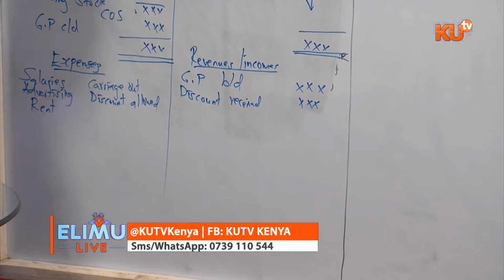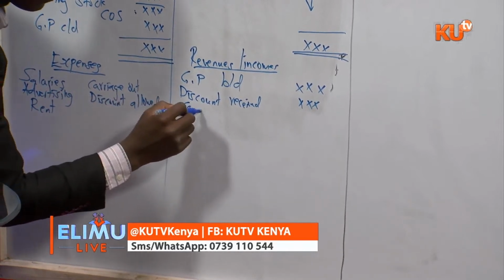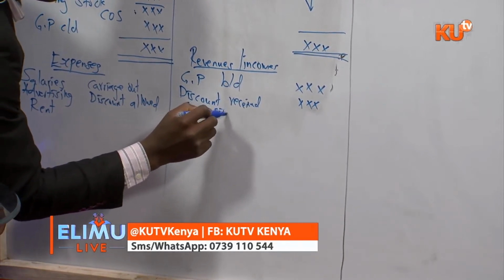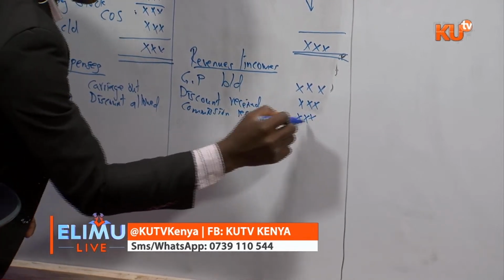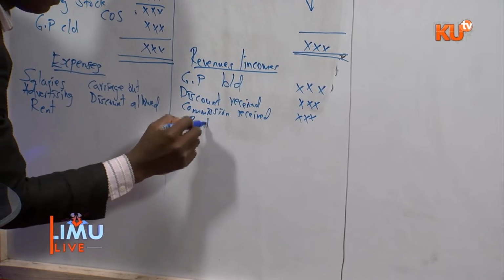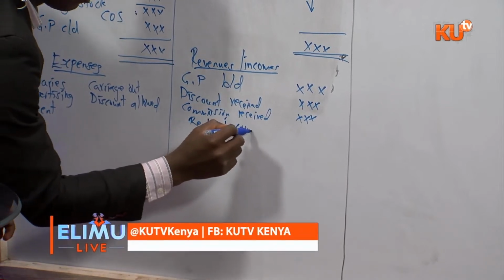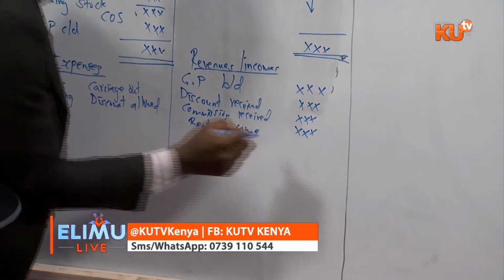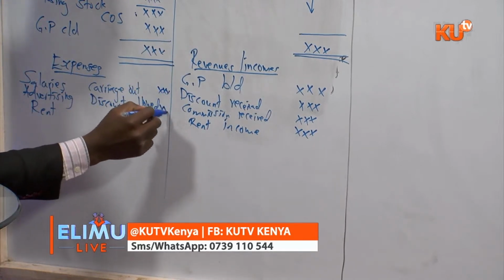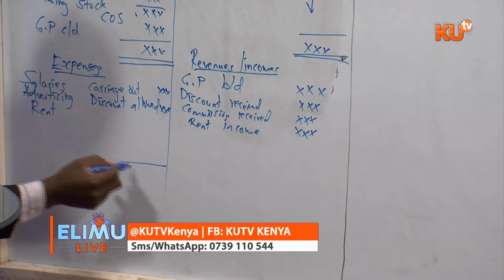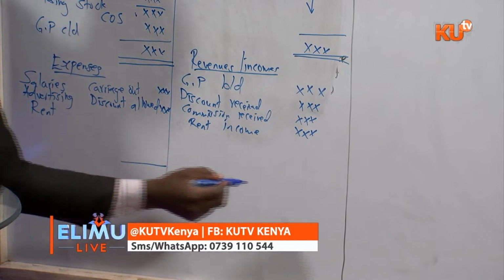Once we have discount received, we can talk of commission. Commission received. We can have what we call rent income, because rent could be in either case an expense or an income. Then once we have captured all these records here, we obtain the total for each side.